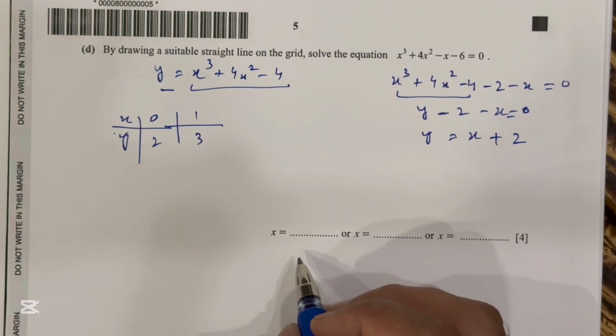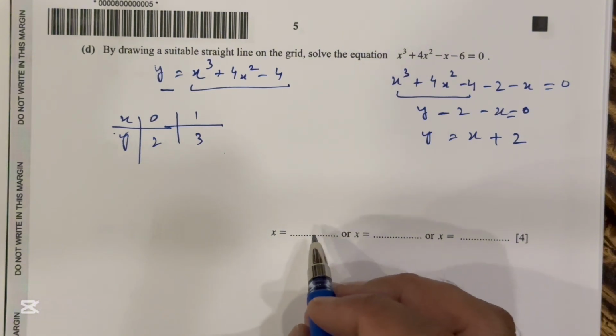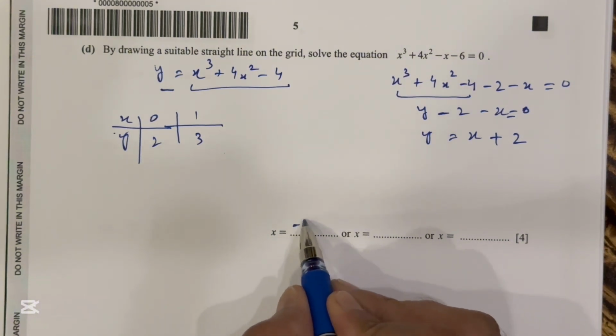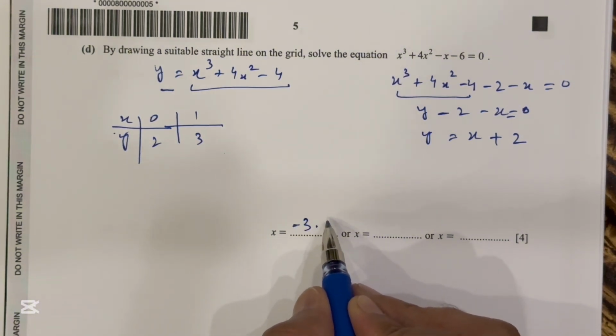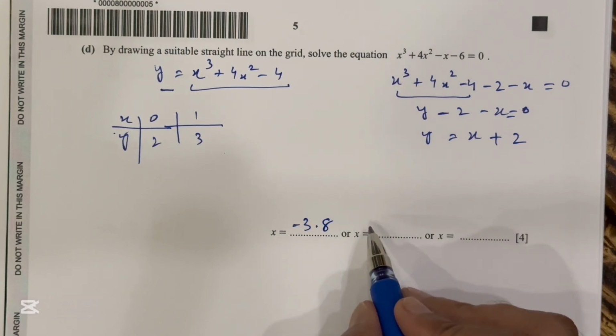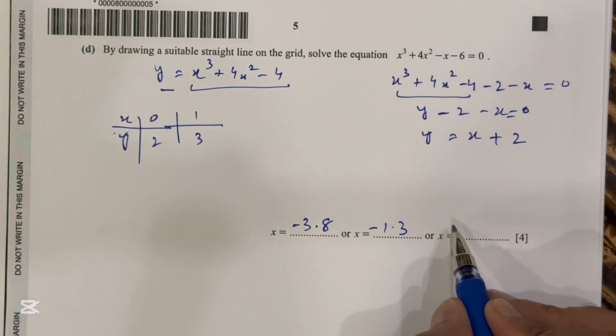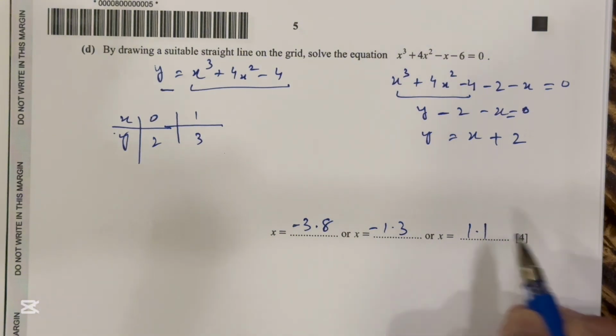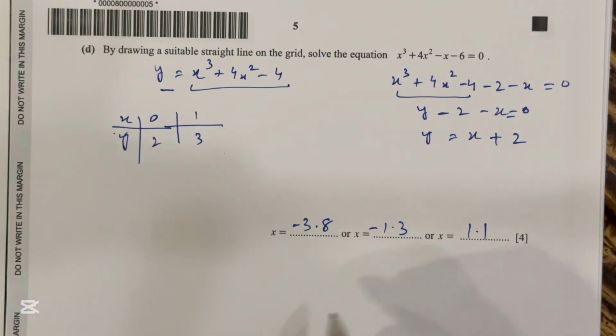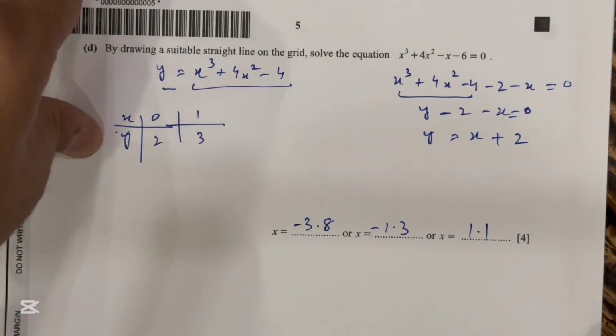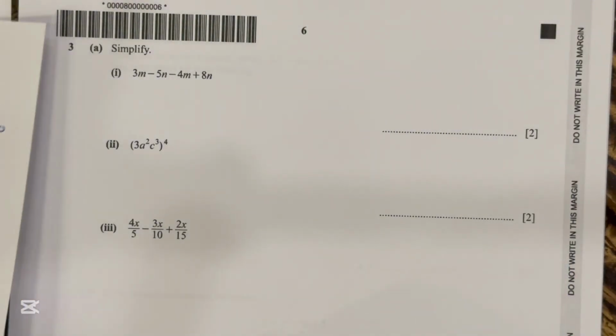So the first value is closer to -3.8, the next value is -1.3, and the next value is 1.1. So this answer is given in a range, so any value between those three would be considered correct.